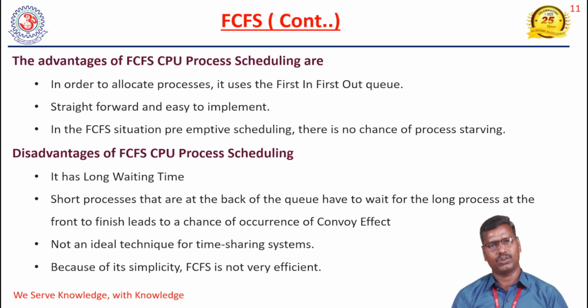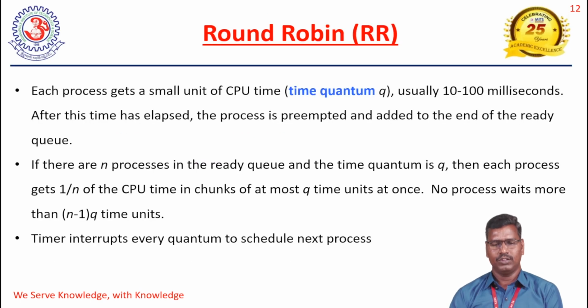And next we go for round robin. Each process gets a small unit of CPU time, called the quantum time q, usually 10 to 100 milliseconds. After this time has elapsed, the process is preempted and added to the end of the ready queue. Once the time duration has completed, a new process enters the CPU, and the current process is restored in the ready queue.